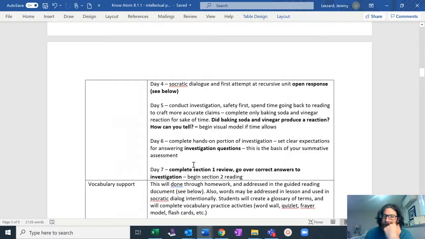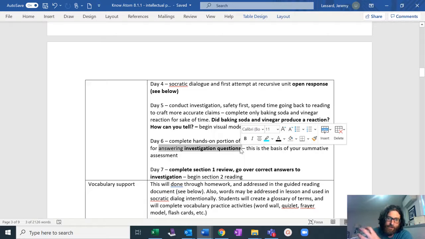Day 6, we're going to go ahead and complete the hands-on portion. They're going to do the other experiment where they do the exact same process but with different chemicals. This should go a little faster, give you some time to answer the investigation questions, which are the meat and potatoes of your assessment.